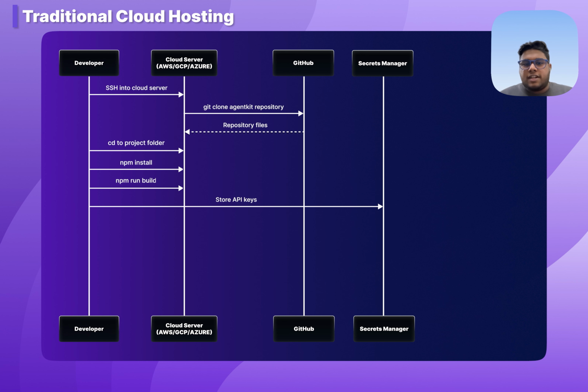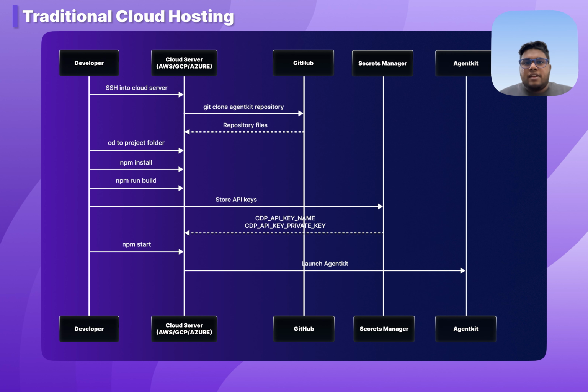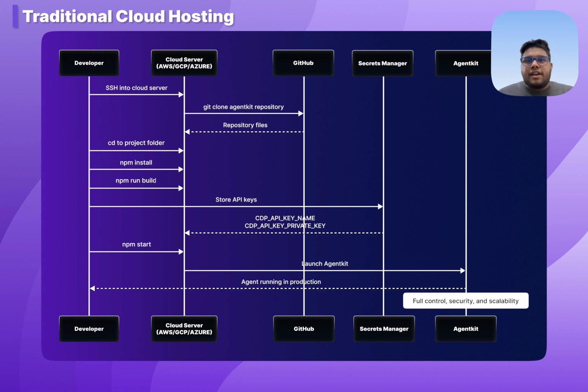So once the secret managers are set up and you have your API keys set up, you can use the start commands, an example would be the npm start command, and that would launch the agent kit. Now the agent is running in production in a cloud server. Now you can use any hosting service or a temporary hosting service like ngrok to temporarily host this server to the public to make sure that the agent is available publicly as well. Now this definitely looks like a lot more work, but in return, you get production grade security, scalability, and custom configurations. The next option is NearAI.